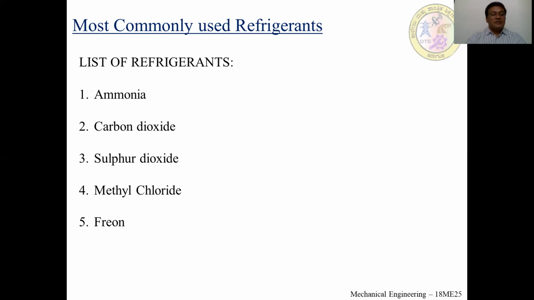And the last refrigerant is freon. The freon group of refrigerants is used almost universally, especially in domestic refrigerators. These refrigerants are colorless and almost odorless, non-toxic, non-inflammable, non-explosive, and non-corrosive. So these are the advantages of freon refrigerants compared to other refrigerants. Especially freon 12 and 22 are the two freon refrigerants commonly used in domestic refrigerators as well as in air conditioning systems. So this is about the commonly used refrigerants in the refrigeration system.